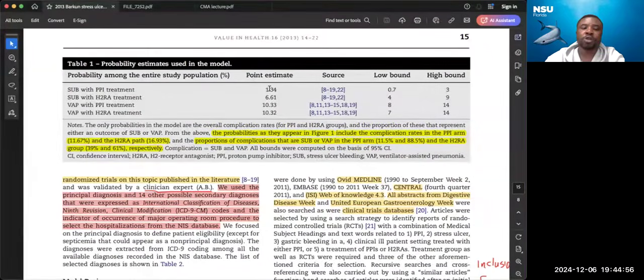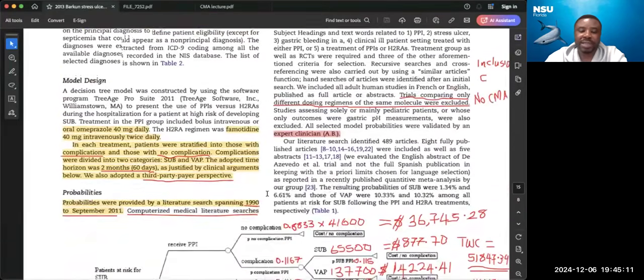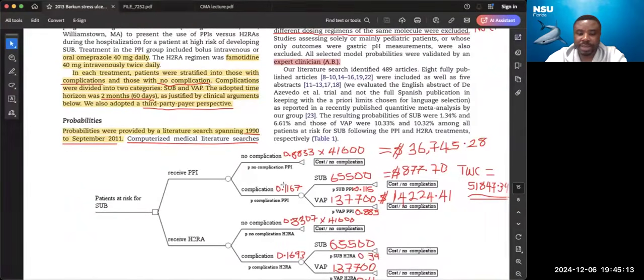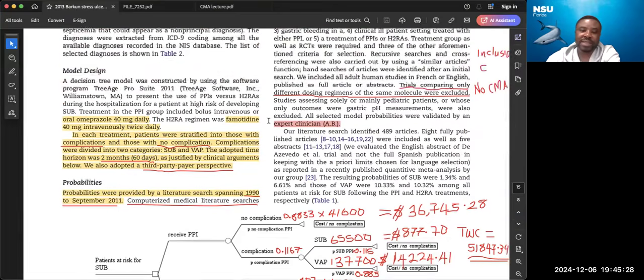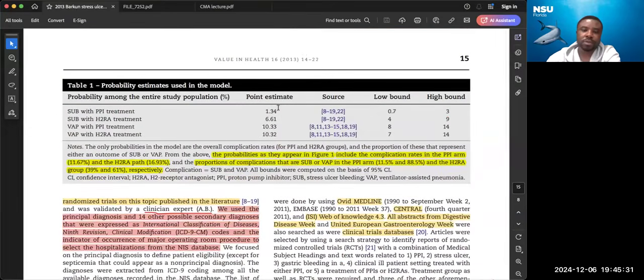Okay, let me continue. So I told you guys that I'm going to come back to these numbers here. This, for example, which is the stress ulcer bleeding with the PPI arm, they had 1.34. You can get this value by multiplying this here, that's the complication of the PPI. When you multiply the complication of the PPI by the probability of complication of the stress ulcer bleeding, 0.15, you get this number here.